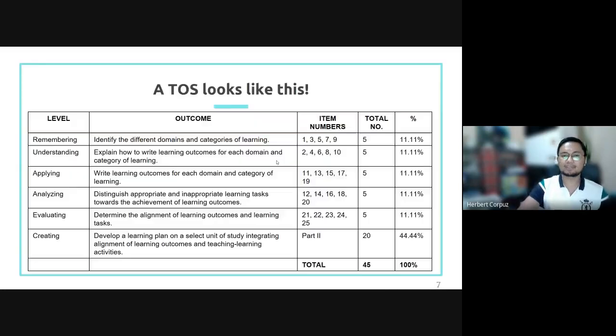Now, this is how a TOS looks like. I'd say this is a generic format of a table of specification. It's a 5-column chart. The first column is about the level. The second column is about the outcomes being targeted by the test item, then the test numbers here, then after that, the total number of items for each outcome or level, then the percentage of the questions.